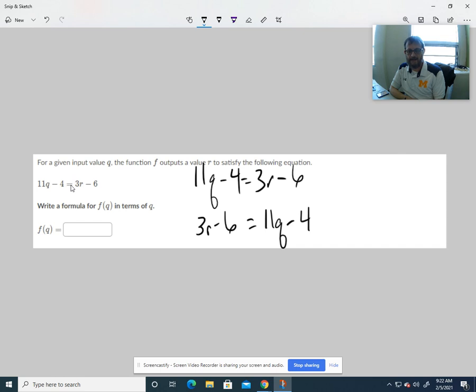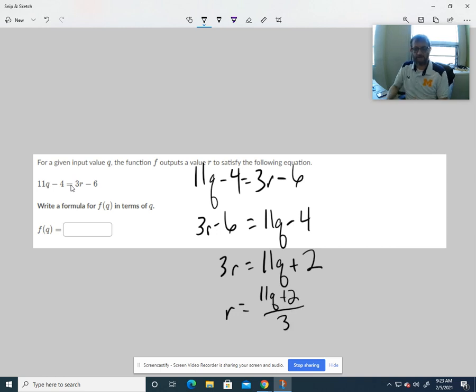Then I'm going to add 6. Negative 4 plus 6 is 2. And then I'm going to divide by 3. Now, I'm going to write this as one fraction. And so basically, now again, this is my f of q. You're replacing r with f of q. So I have 11q plus 2 over 3.